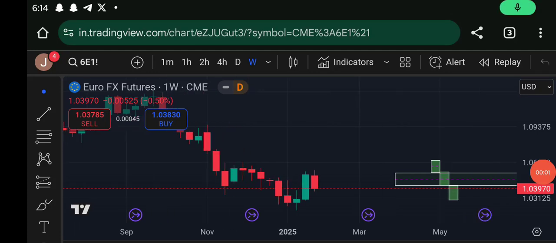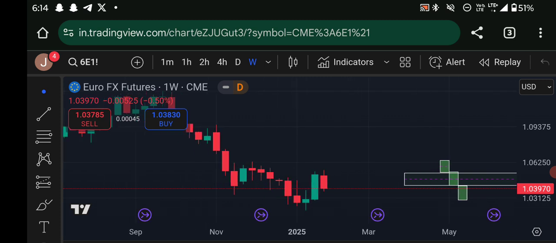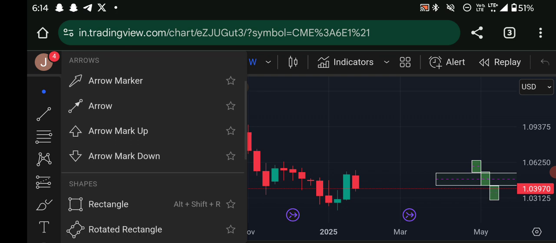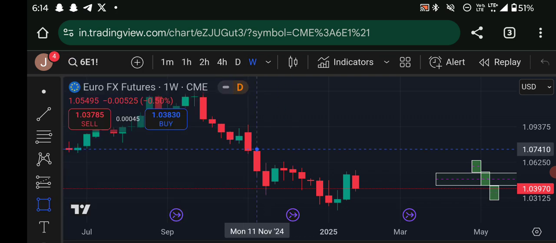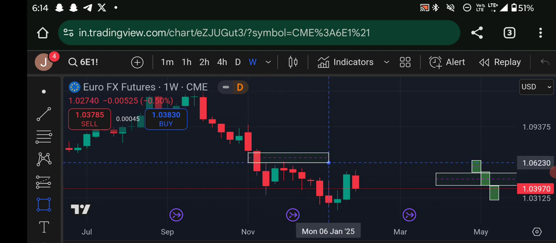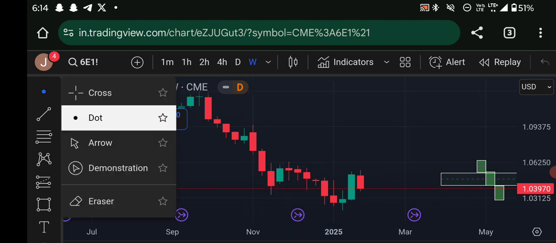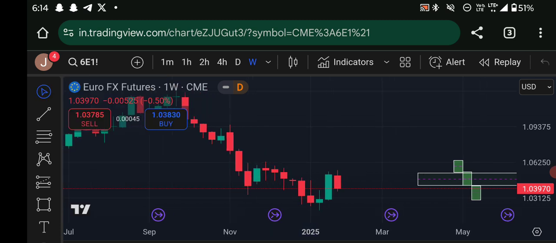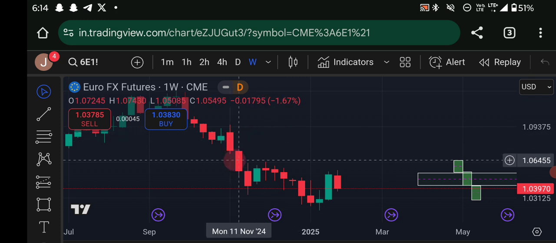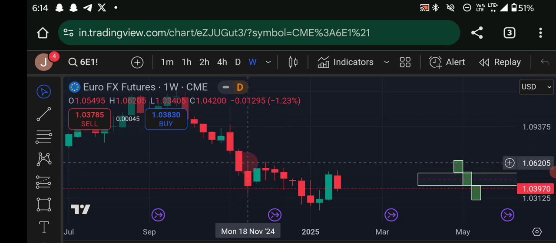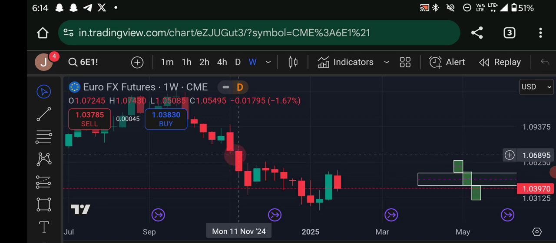Guys, this video is for fair value gaps, particularly where a three bar pattern where there is an imbalance in price action. This is a fair value gap. We can see that here it's a three bar pattern: first candle, second candle and third candle, where the first candle's wick does not overlap with the third candle's wick. We can see that here.